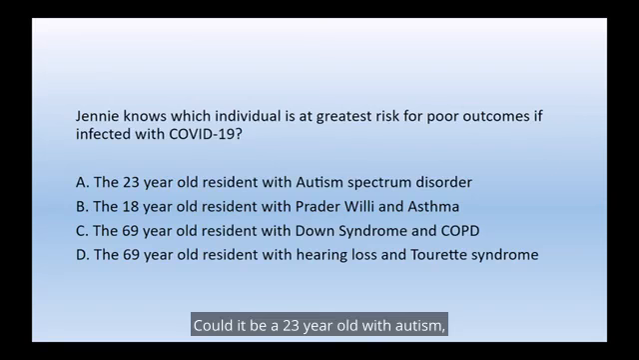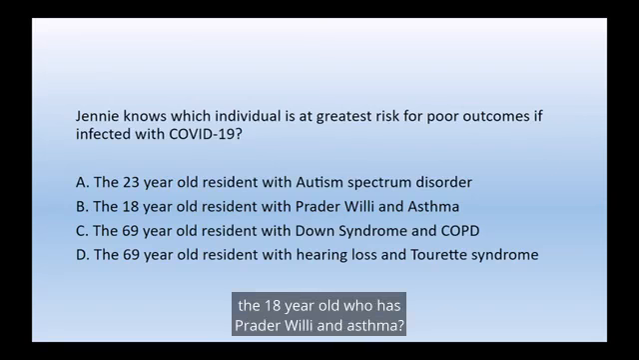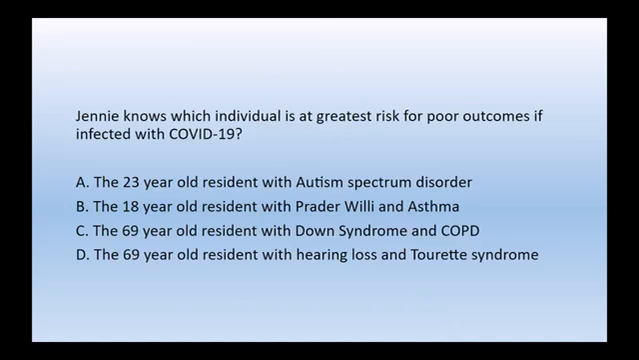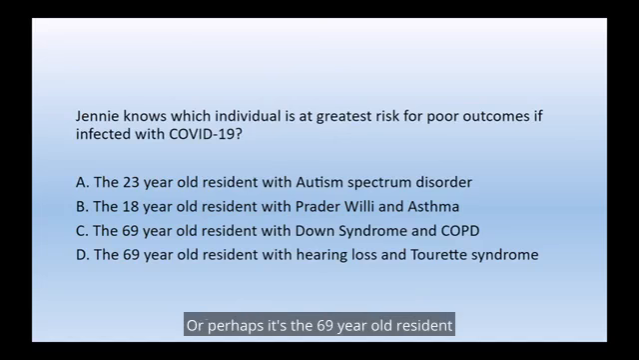Could it be a 23-year-old with autism? The 18-year-old who has Prader-Willi and asthma? How about the 69-year-old resident who has Down syndrome and COPD? Or perhaps it's the 69-year-old resident who has hearing loss and Tourette's. What do you think?